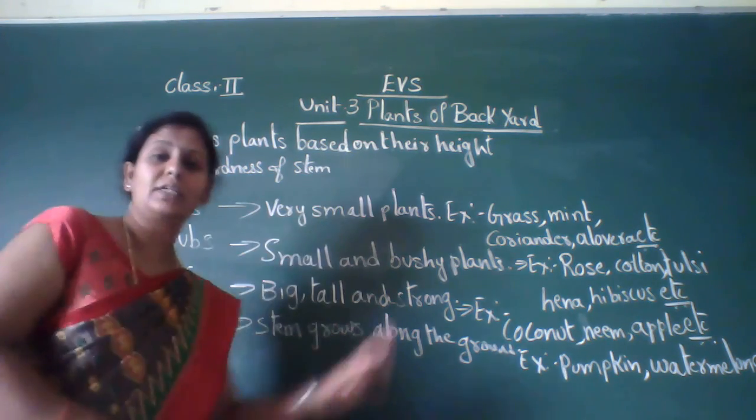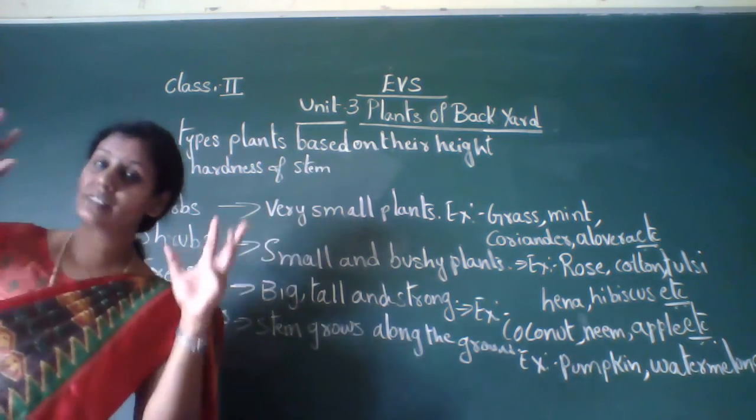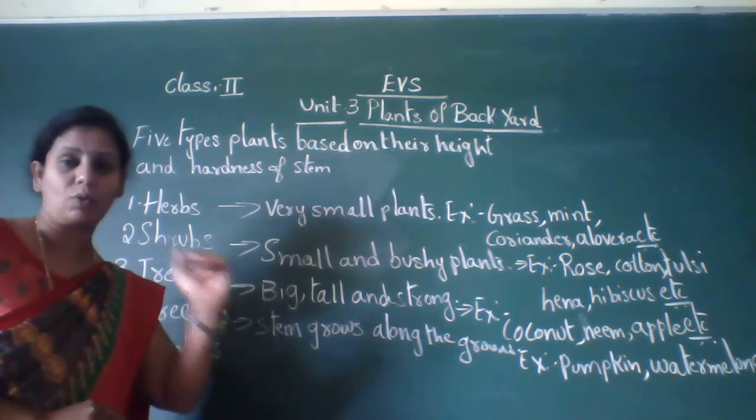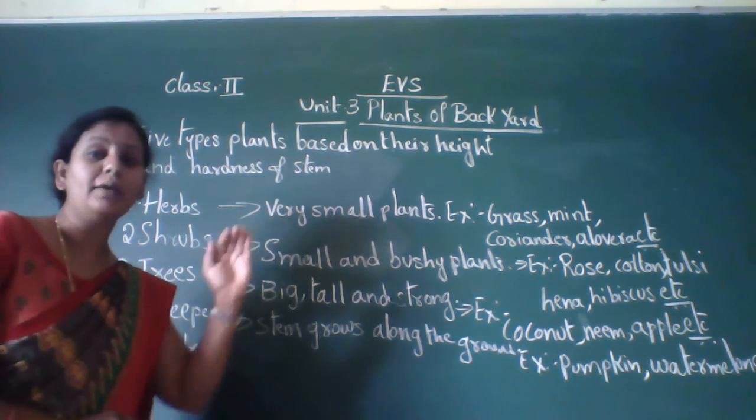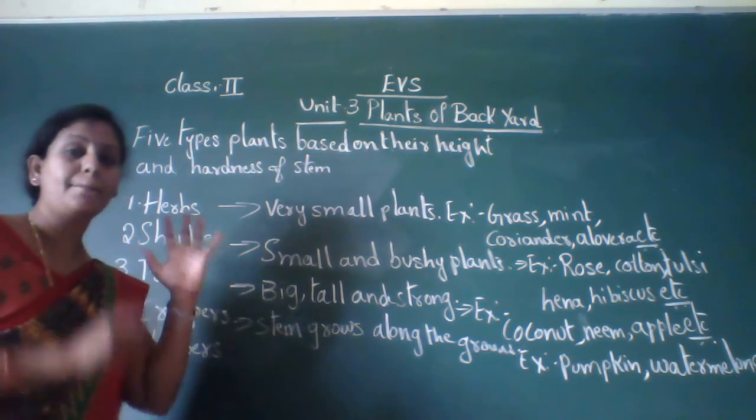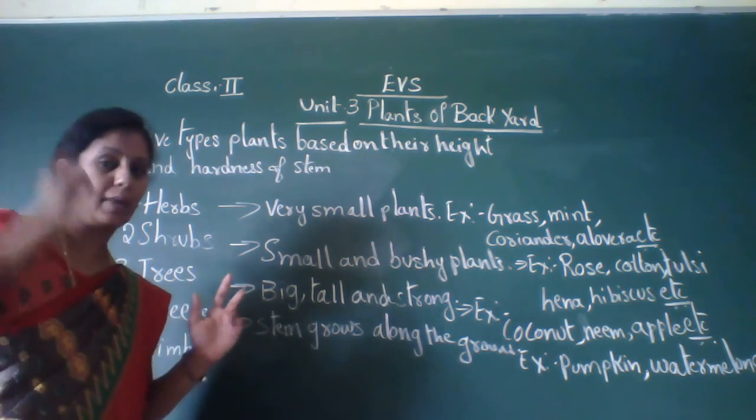All these 5 types of plants we see in our surroundings. Herbs means very small plants. Shrubs means small and bushy plants. Trees means big, strong and tall plants.